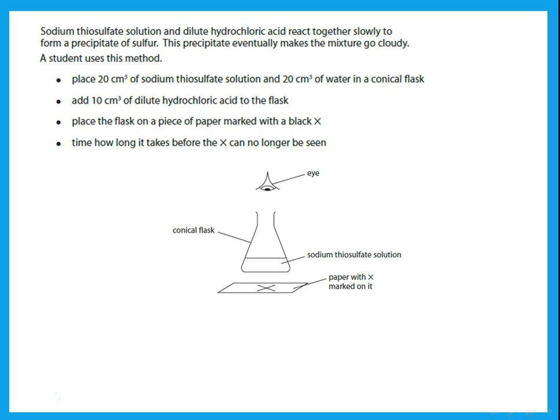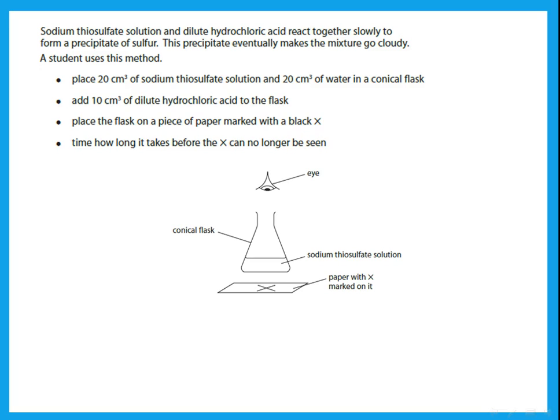Okay. Sodium thiosulfate solution and dilute hydrochloric acid react together slowly to form a precipitate of sulfur. This precipitate eventually makes the mixture go cloudy. A student uses this method. Place 20 centimeter cubed of sodium thiosulfate and 20 centimeter cubed of water in a conical flask. Remember that the order of putting these things is usually like this. You're trying to react sodium thiosulfate with hydrochloric acid. So you don't put the sodium thiosulfate and hydrochloric acid first and then you add the water. That's not right. Because once you add the sodium thiosulfate and the hydrochloric acid, the reaction starts.